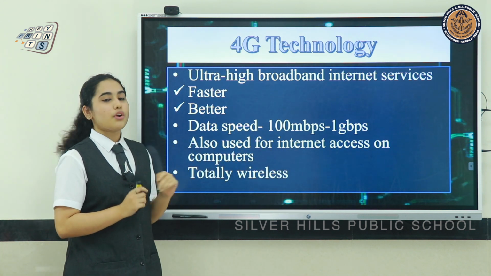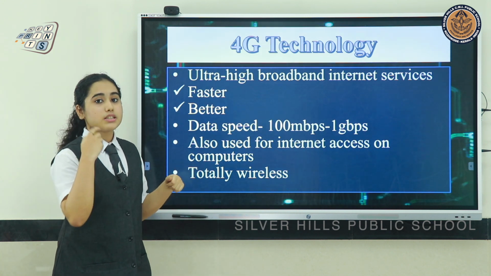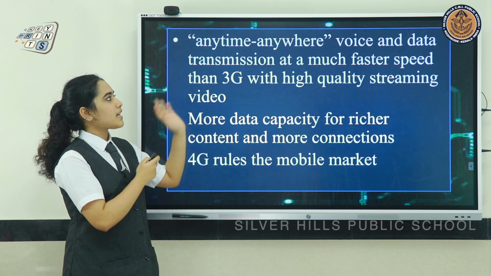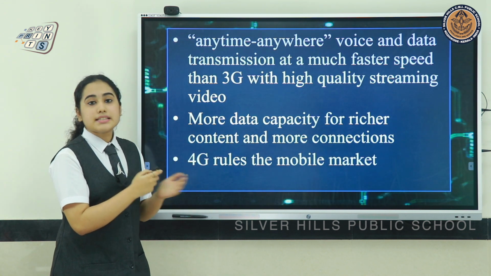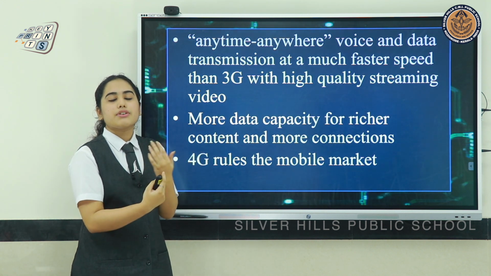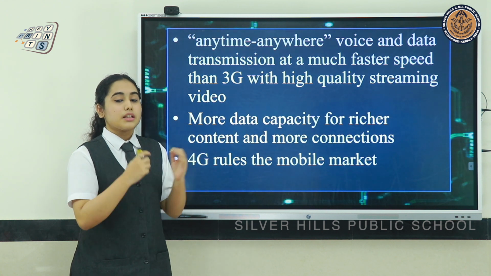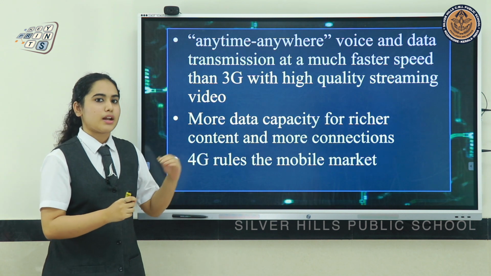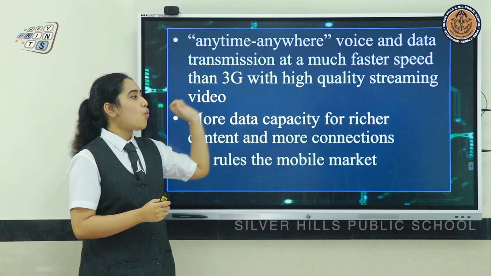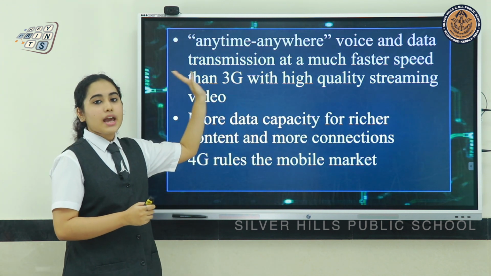Now, it is also used for internet access on computers. That means it is totally wireless. 4G technology is totally wireless. Other features of 4G technology are anytime, anywhere. In ads of internet connections, we see that they say we can receive or send data and text messages anytime, anywhere. That means wherever you have a cellular network, and if your phone is 4G, then you can receive, send, and watch high quality videos, you can live stream anywhere and anytime.